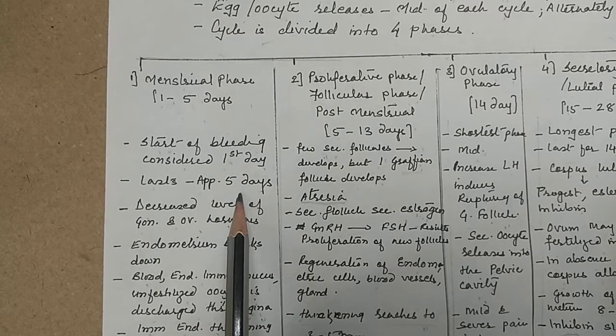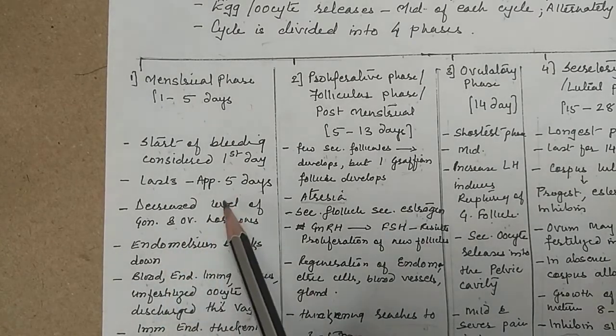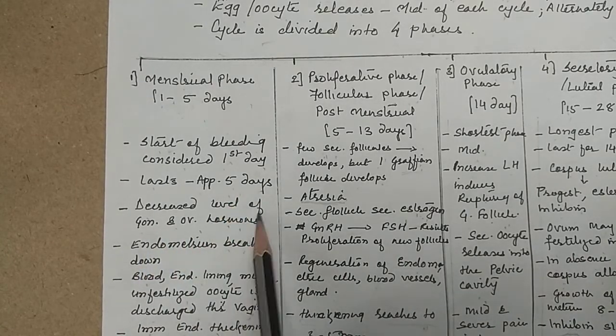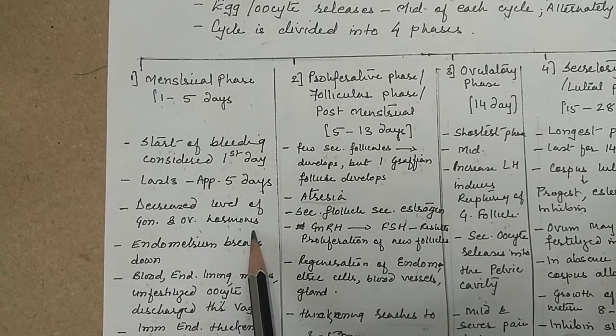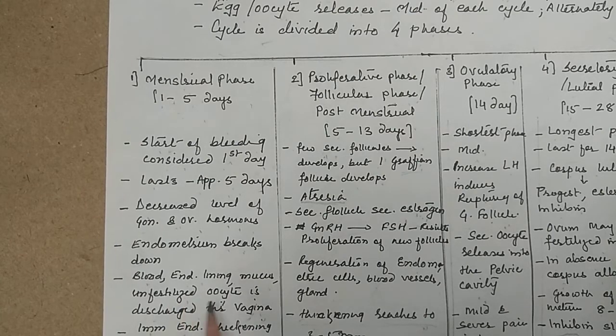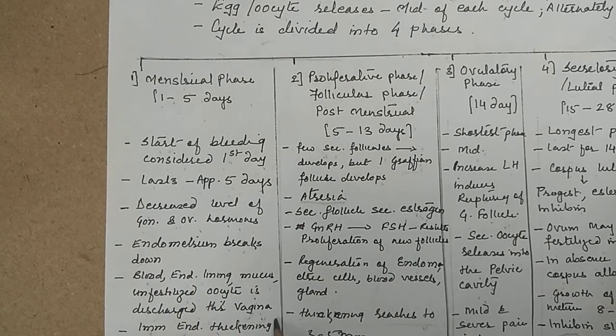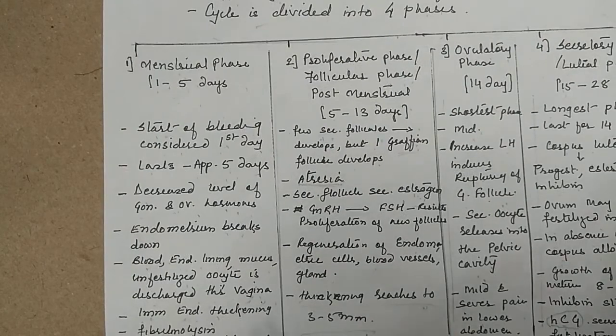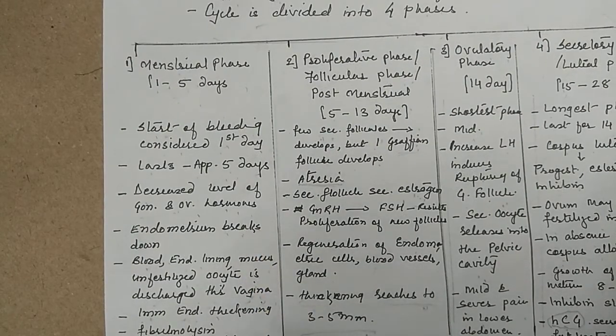Right now, during this phase, why does the bleeding actually start? Because of the decrease in the level of the gonadotropin hormone and ovarian hormone, the endometrium breaks down. When the endometrium is breaking down, it has blood vessels, mucus, a lining, plus the unfertilized egg. All this is thrown out along with the blood through the vagina, and since the endometrium is breaking down, it is also called a weeping of the uterus.